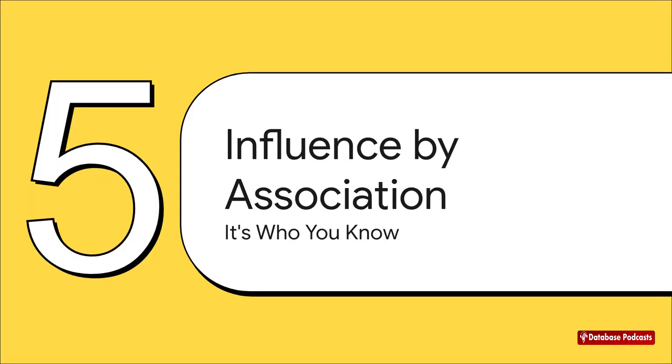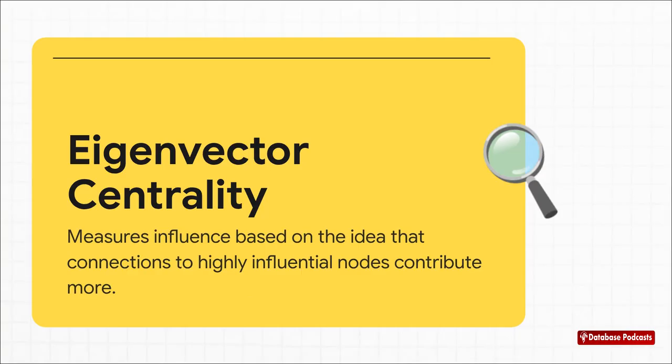All right, so we've got our popular hubs and our critical bridges. But what about another, more subtle kind of importance? What if it's not just about how many people you know, but who you know? What about being connected to other important people? This, my friends, is what we measure with eigenvector centrality. And the idea behind it is just brilliant.